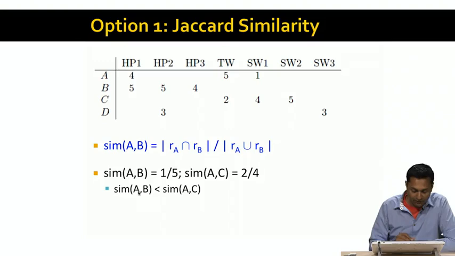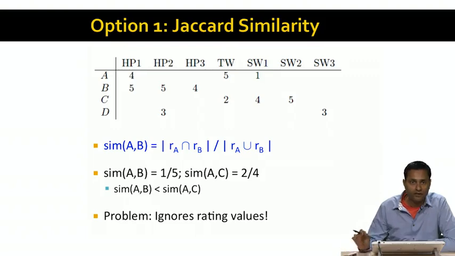Notice, though, that when we compute similarities in this way, the Jaccard similarity of A and B is actually less than the Jaccard similarity of A and C. This is counter to the intuition that we wanted to capture, that A and B are actually more similar than A and C. So we'll have to abandon this notion of using Jaccard similarities. The problem with Jaccard similarity that we'd like to fix is that it ignores the rating values. It just notices that A and B have watched 1 movie in common, while A and C have watched 2 movies in common, but it doesn't take into account how much they actually liked the movies that they watched.